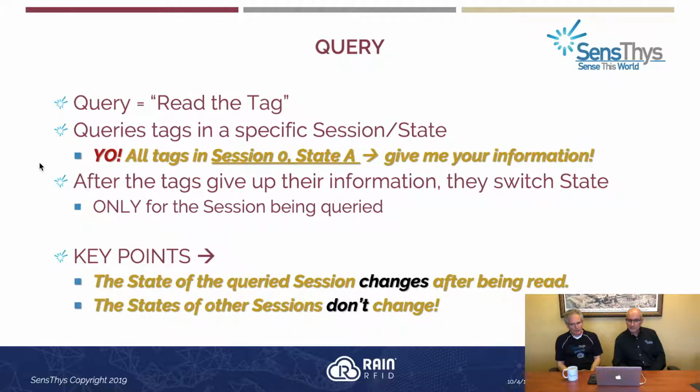A couple of points. One is that the state of the queried session changes after the tag is read. The states of other sessions don't change. So if you're in session 2B and you're doing reading in session 1, and you look in session 2, it'll stay up in B no matter what happens over here. Yeah, so they're siloed. Each session is completely independent of the others. Right.